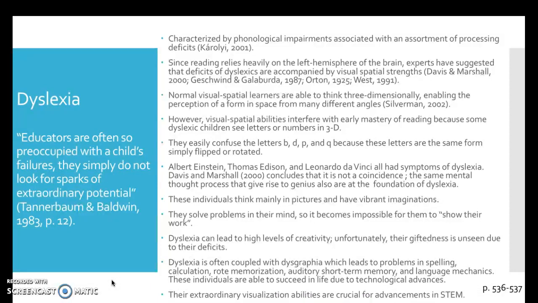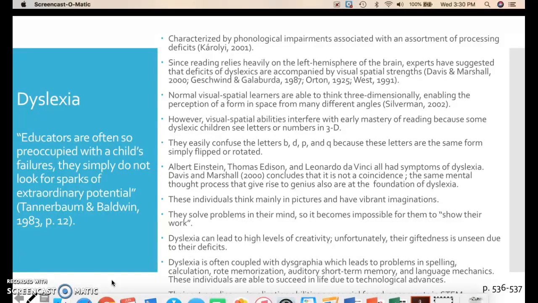Dyslexia is often coupled with dysgraphia, which leads to problems in spelling, calculation, rote memorization, auditory short-term memory, and language mechanics. These individuals are able to succeed in life due to technological advances. Their extraordinary visualization abilities are crucial for advancements in STEM. I included a quote. It says, "Educators are often so preoccupied with a child's failures, they simply do not look for sparks or extraordinary potential."